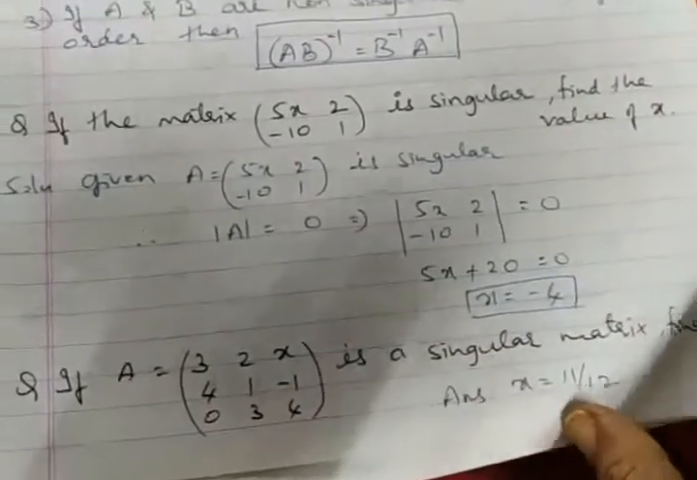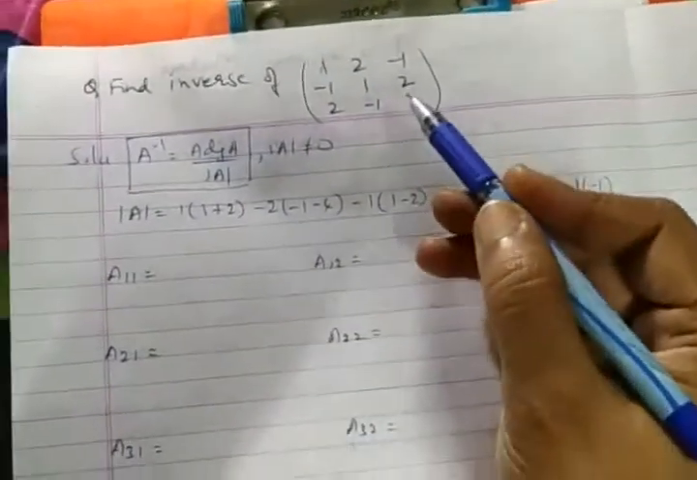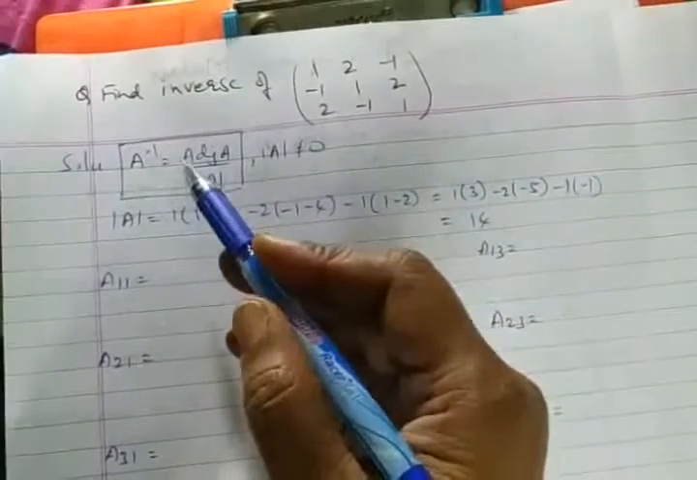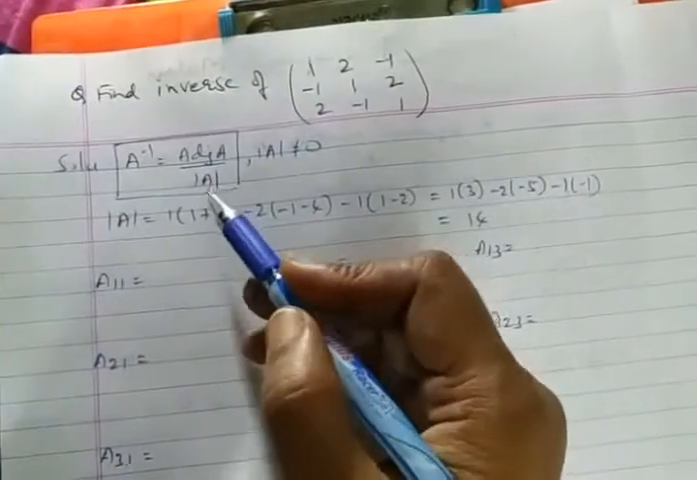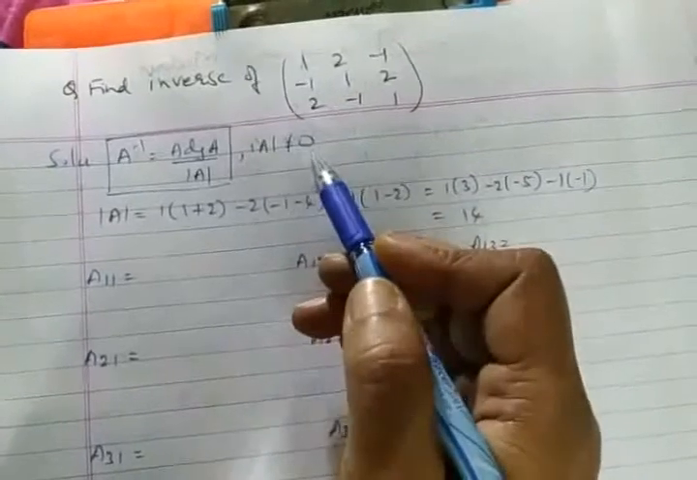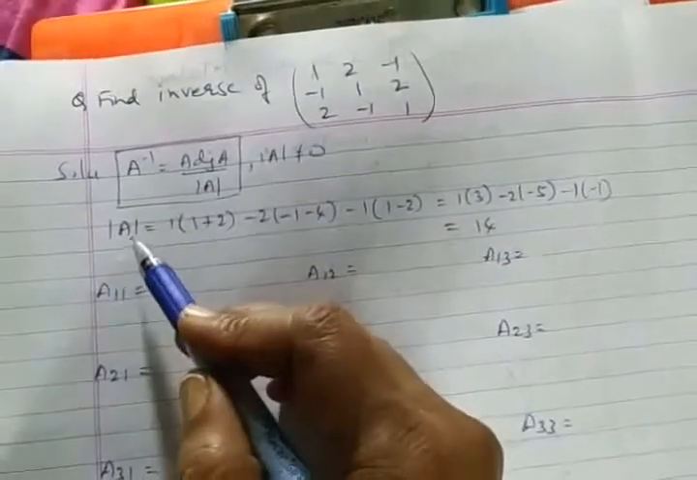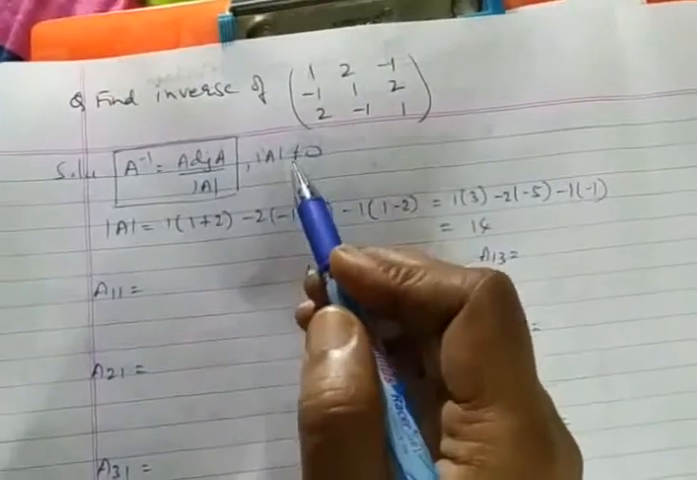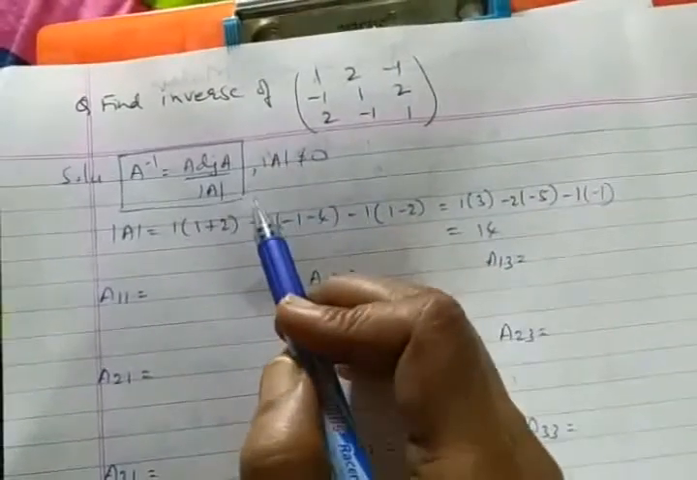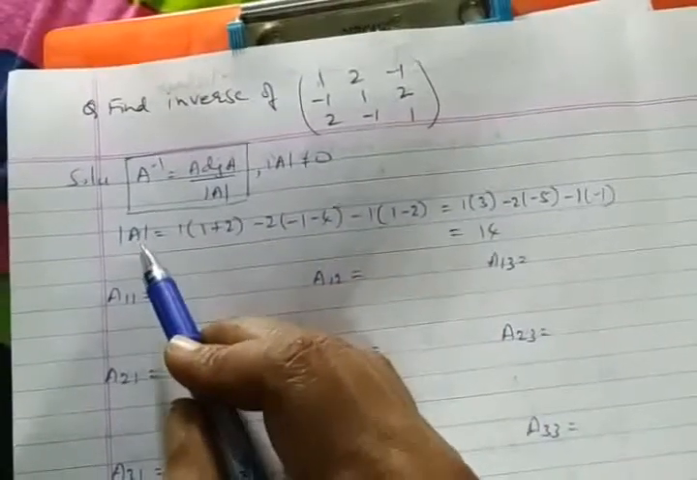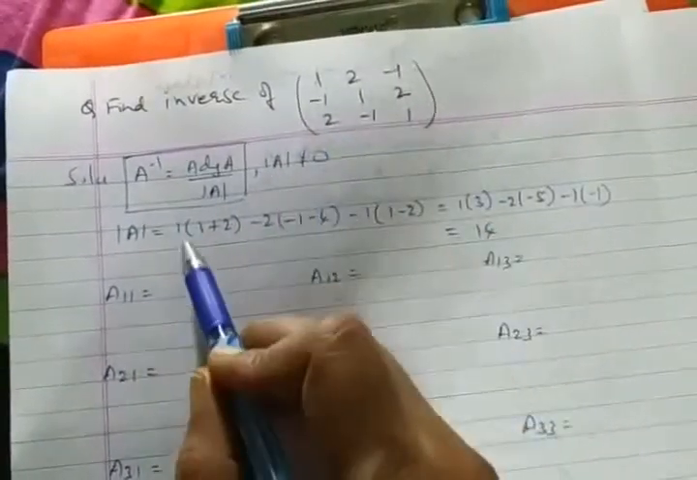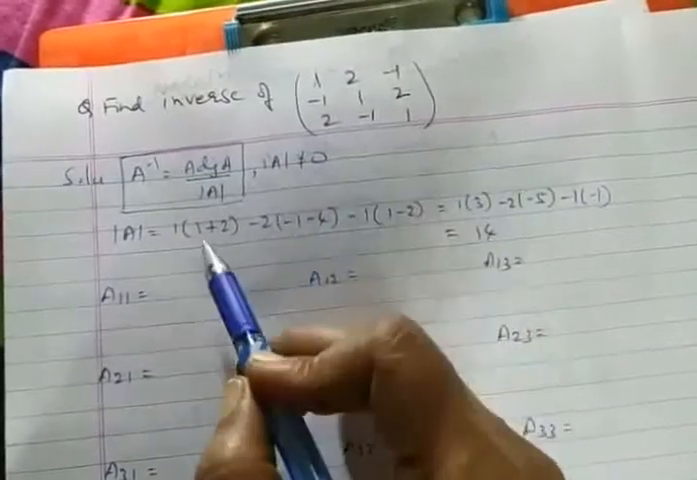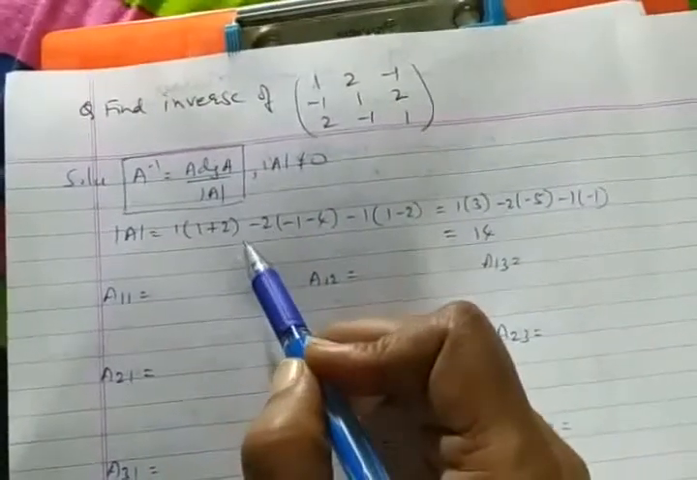Now a few more numerical sums on inverse. Find the inverse of this matrix. So to find A inverse, first write the formula. We have adjoint of A upon determinant value of A, where determinant value is not equal to 0. So let's first perform determinant value. Check it once, whether it is coming as 0 or not, first check. If 0 comes, you have to stop. That's why. So let's perform the determinant value. Plus minus plus, we find 1 plus 2. I think by now everyone is perfect in expanding.